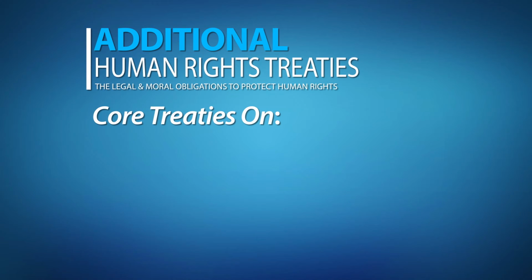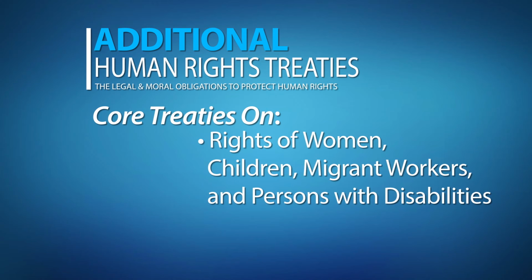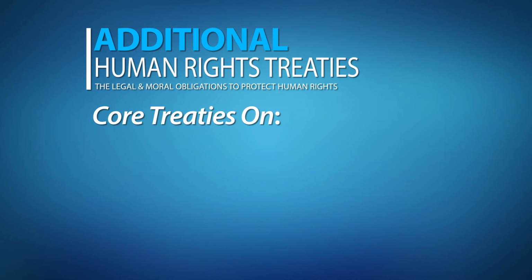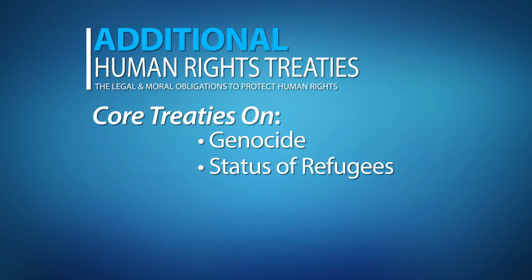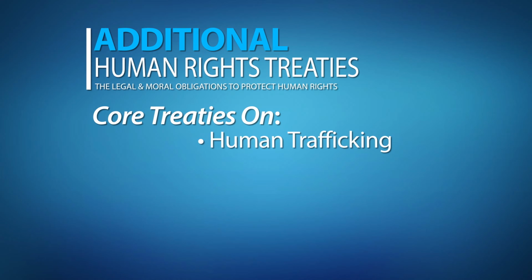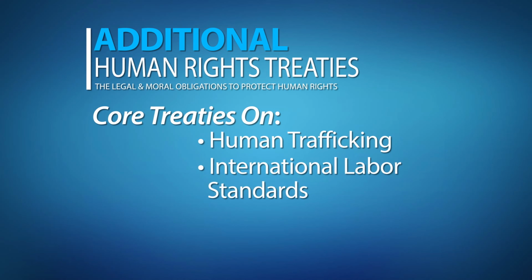In addition to the covenants and the Convention on the Elimination of Racial Discrimination, the UN has adopted 6 more core human rights treaties, which address torture, disappearances, as well as the rights of women, children, migrant workers, and persons with disabilities. Many other treaties also address human rights-related issues, such as genocide, the status of refugees, human trafficking, and international labor standards.